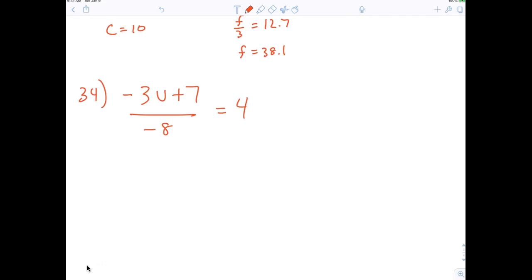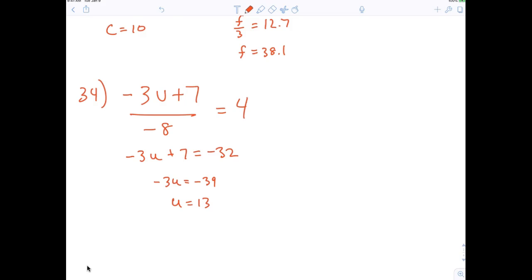And so now this is the exception where the first thing we need to do is multiply by negative 8. So now we just say negative 3u plus 7 is equal to negative 32, right? And so now we can say negative 3u is equal to negative 39, right? And so u is equal to what? u is equal to 13. Anybody have any issues with that?